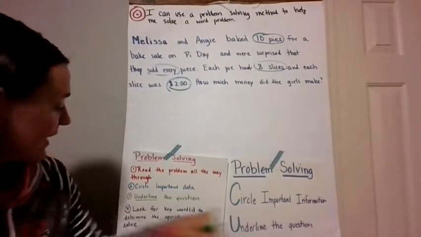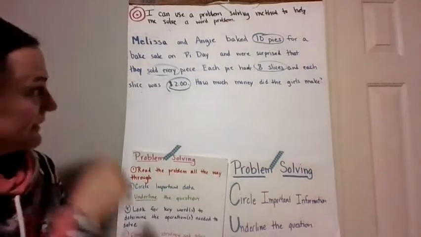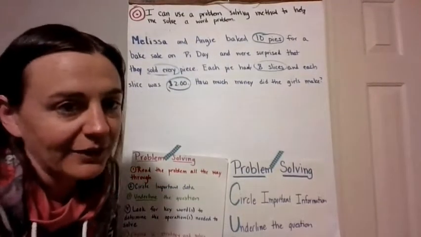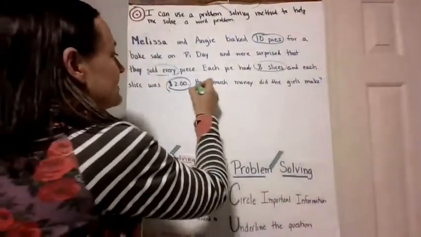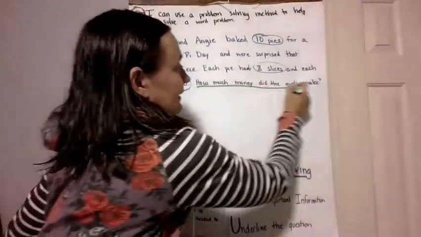Now I need to underline the question. That's the next step for both of them. So I always look for the question mark because then you know it's obviously the question. Oh, how much money did the girls make? That is the question, and it ends in a question mark.